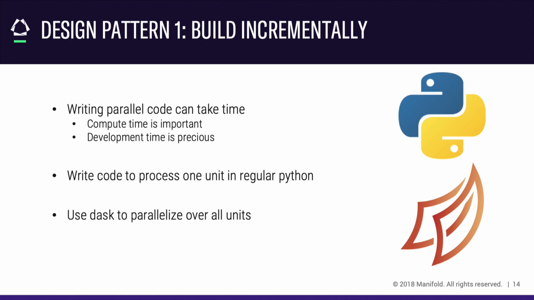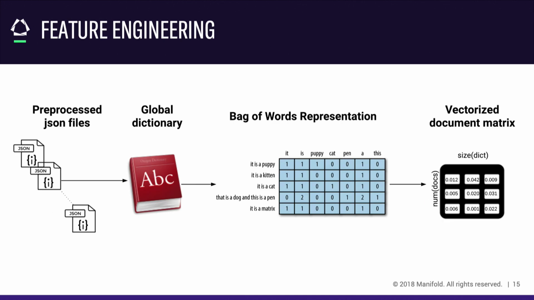The next step in our pipeline is feature engineering. So now that we have our set of pre-processed JSON files, we want to build these numerical features that our model can use downstream. Something like this document matrix on the right. But there's a few intermediate steps in achieving this.